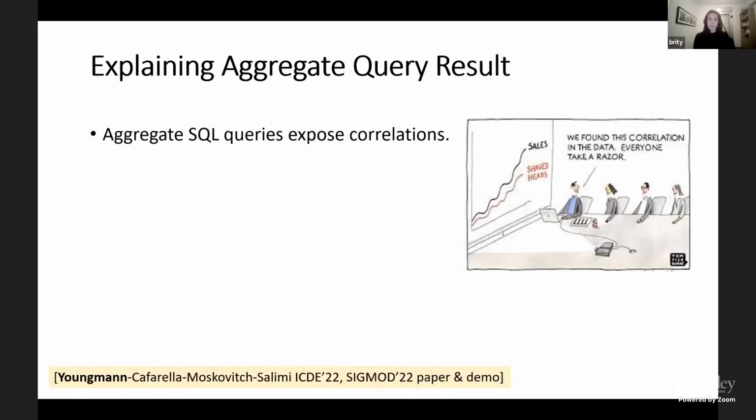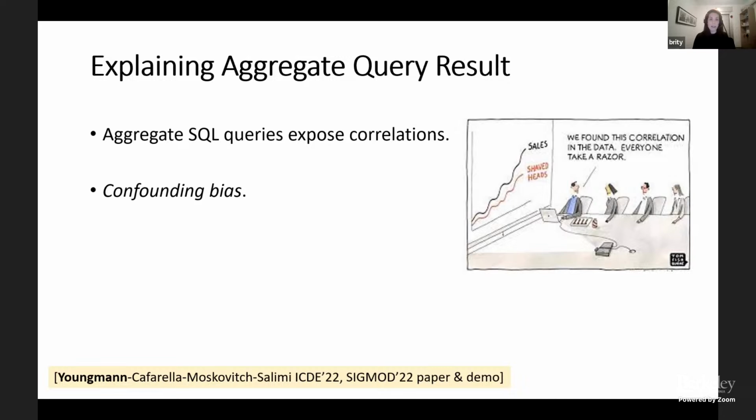So we talked about SQL queries, and I'm going to focus on aggregate SQL queries, which can be seen as a way to expose correlation in the data. And this is based on a recent work with Michael Farella and Yuval Moskovich and Babak Salimi. And the idea is that we want to understand unexpected correlation observed in user query, but in many cases, the only reason that we're seeing those unexpected correlation is because of confounding bias. That means that there are other factors that affecting the result, and the only reason that we see two variables that changes together is because there are other variables that can explain it.